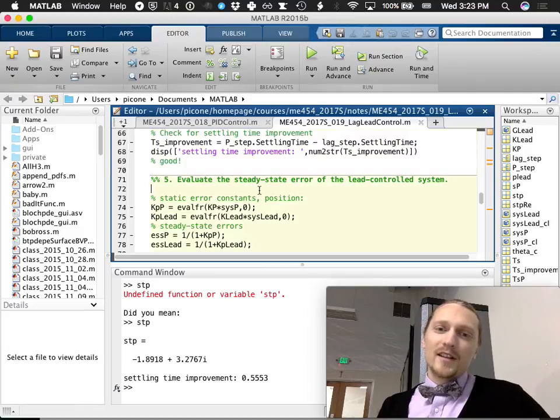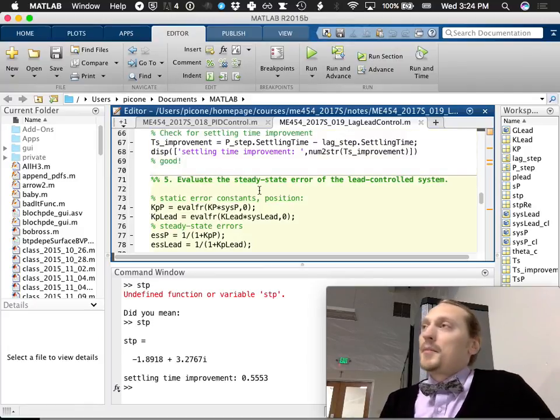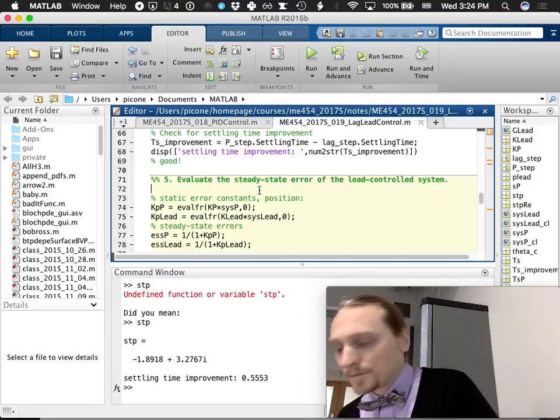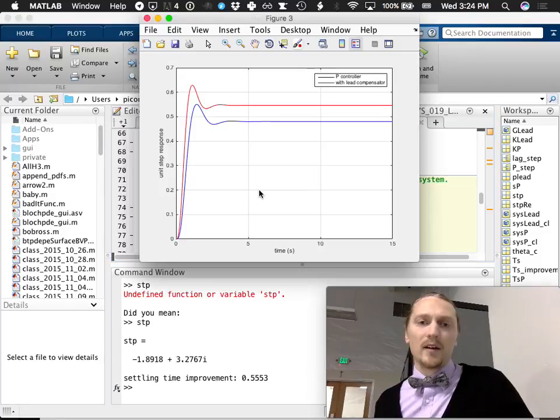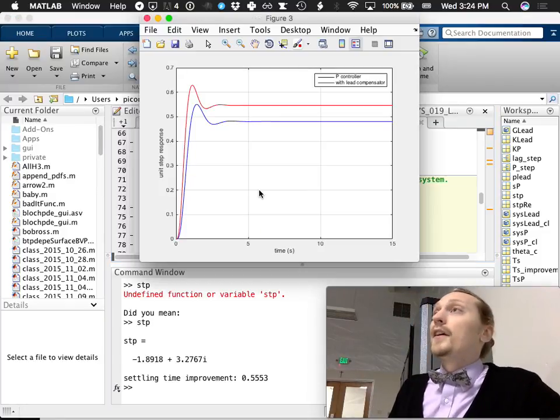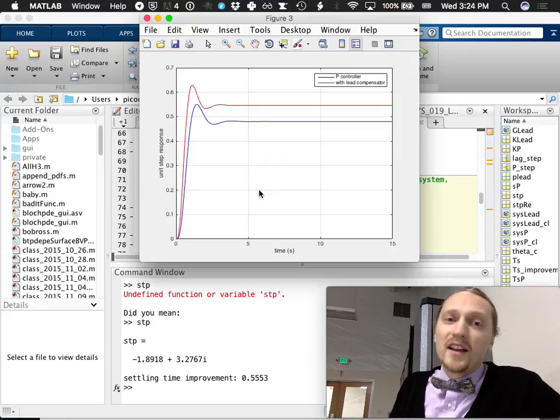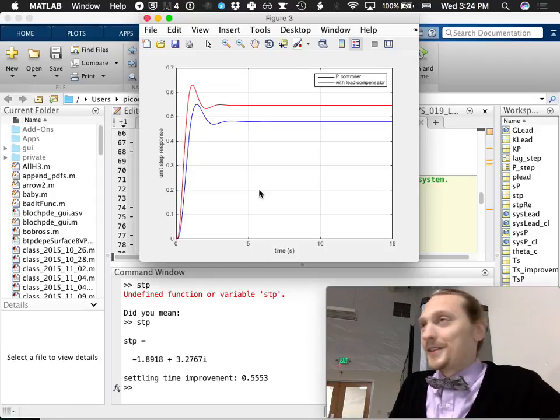So let's evaluate. Our next step, step number 5, is to evaluate the steady state error for the lead control system. Now, just looking at this, it's not looking so hot, right? This should be at 1 in steady state. It is at 0.54, something like that. So it's got almost 50% error, 40-something percent error for steady state. It's bad news. You don't want that.